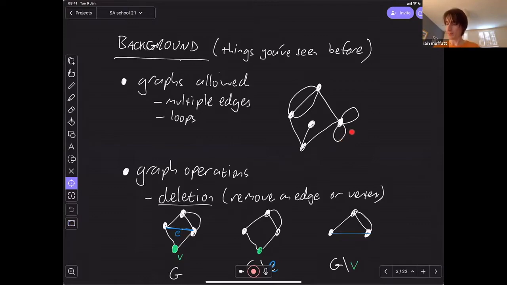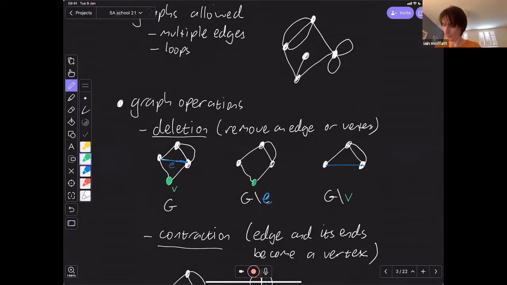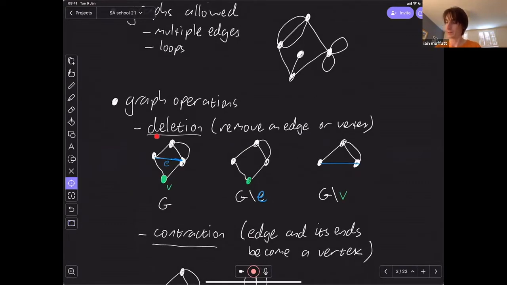I want you to keep in mind some standard graph operations. Almost certainly you have seen these before. The first one is just deletion. I can either make this act on some edge of a graph or some vertex of a graph, and essentially, all I'm going to do is throw this away. So if I've got my graph G here, and I've got my blue edge E down here, then G delete E, I just throw it away.